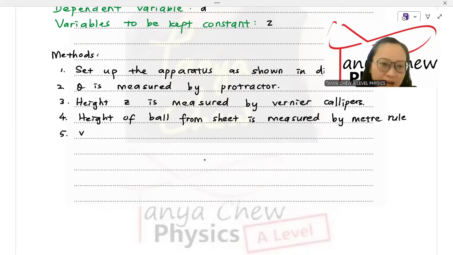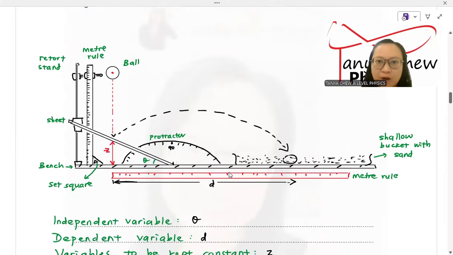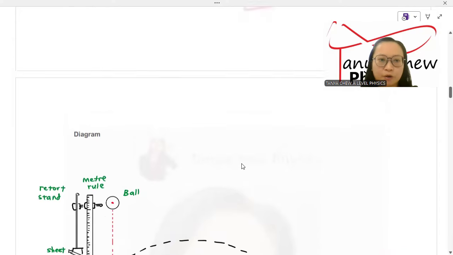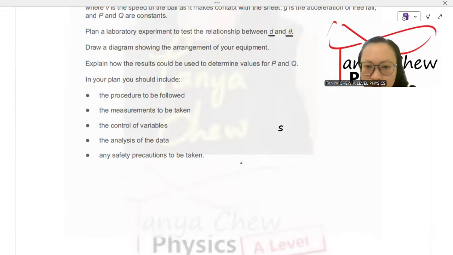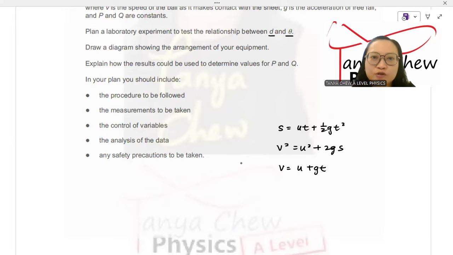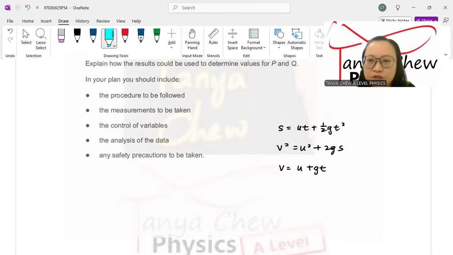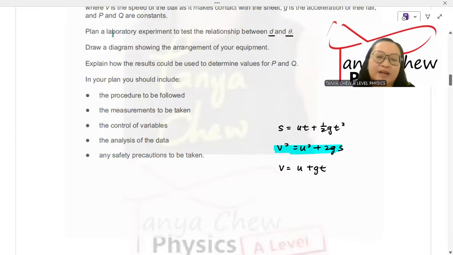So I'm going to say that V can be calculated by equation. If you remember the kinematics equations, there are three. I'm going to write that down right here. You can use S equal to UT plus half GT squared, because after all, the ball is being dropped from a certain height. You replace the A with gravitational acceleration, or you can use V squared equals U squared plus 2GS, or V is equal to U plus GT. I try not to use the time because I don't want to measure the time. So I am using the second equation here.